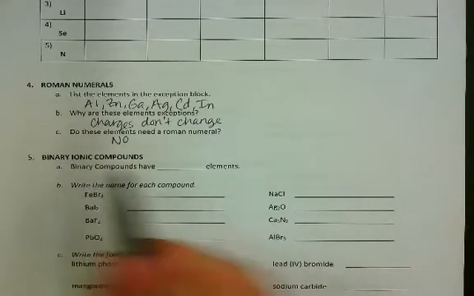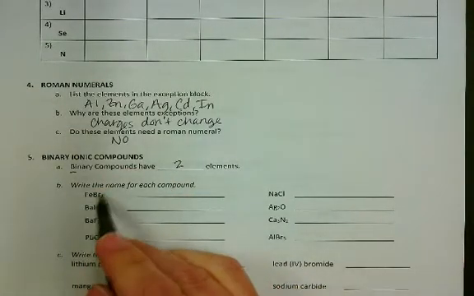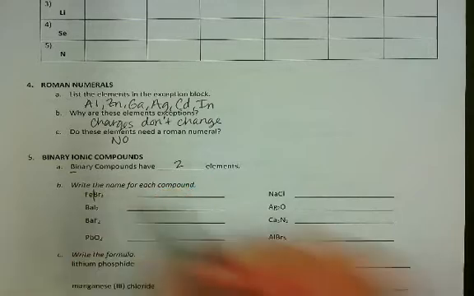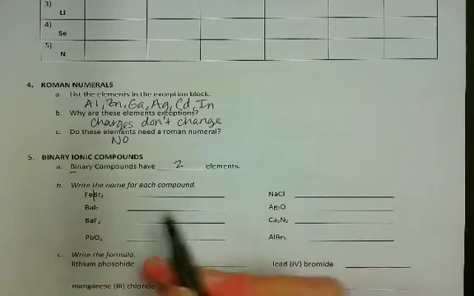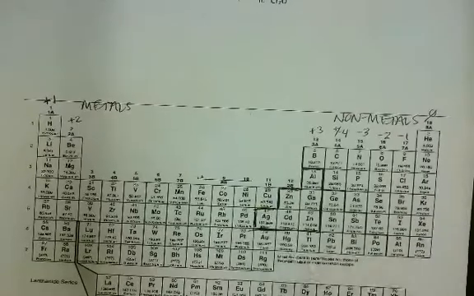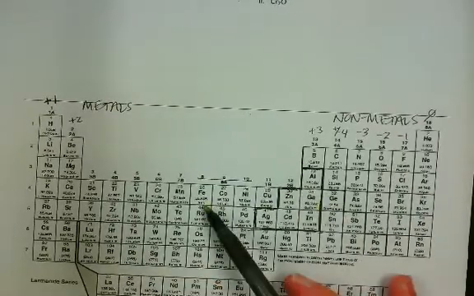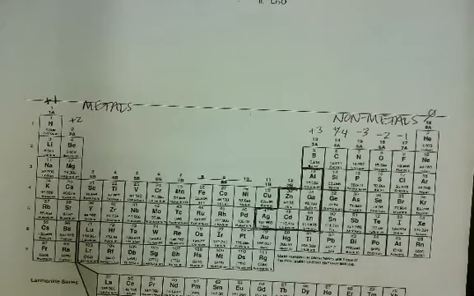So, binary. Binary means they have 2, because bi means 2. So you can see here you have 2 elements attached. When we go to name it, we have to go back through and see what it is. So we have FeBr3. Well, we know Fe is a metal. It is located to the left-hand side of our zigzag, and it's not in our exception block, meaning we have to give it a Roman numeral.